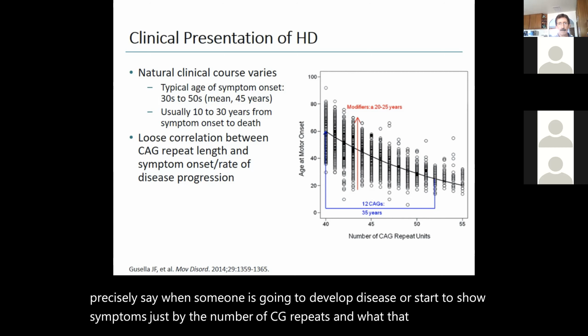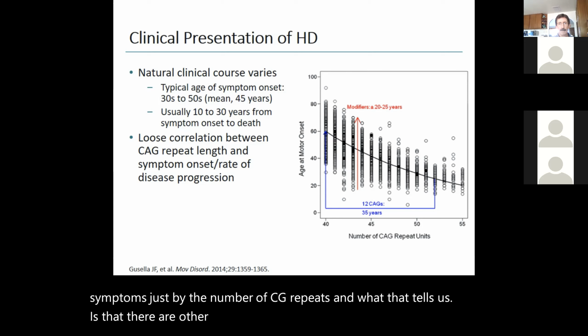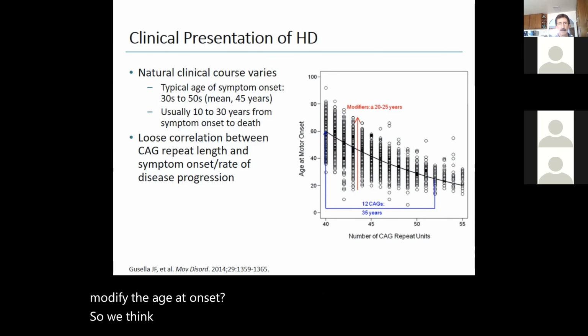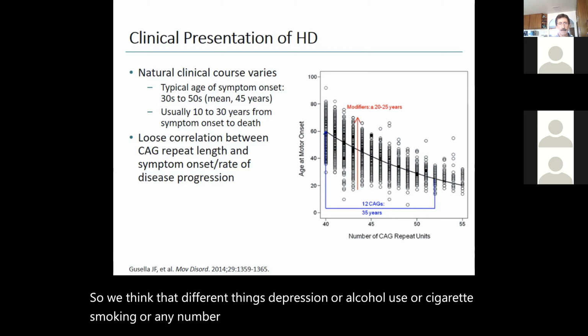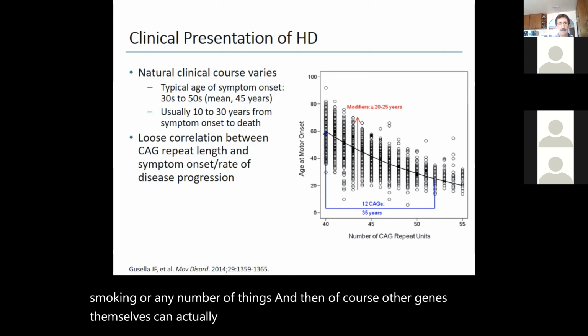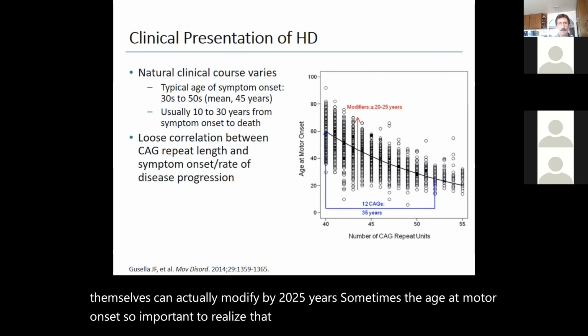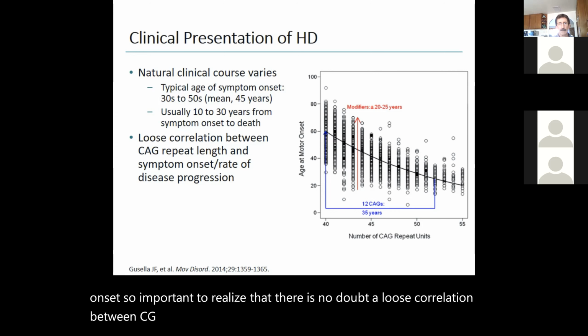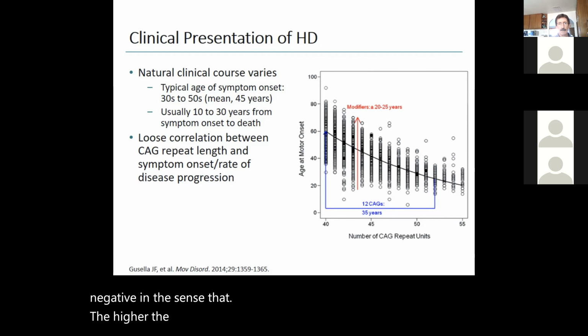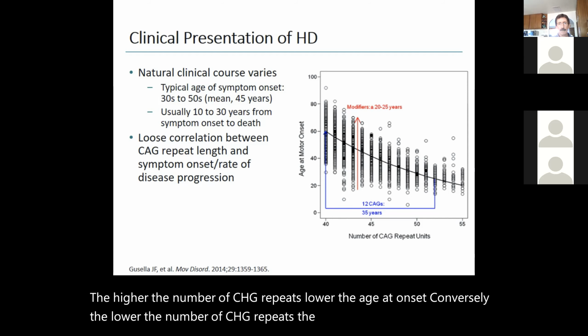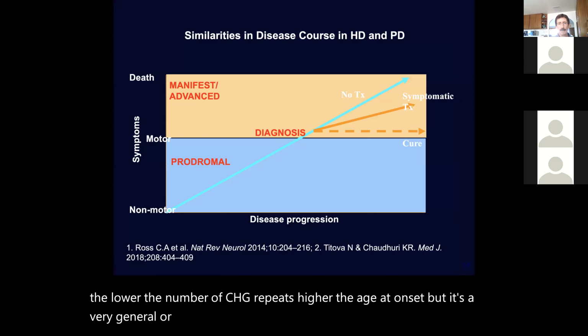And what that tells us is that there are other genes and other clinical characteristics that can modify the age at onset. So we think that different things like depression or alcohol use or cigarette smoking or any number of things, and then of course other genes themselves can actually modify by 20-25 years sometimes the age at motor onset. So important to realize that there is no doubt a loose correlation between CAG repeat length and symptom onset, and it's negative in the sense that the higher the number of CAG repeats, the lower the age at onset. Conversely, the lower the number of CAG repeats, the higher the age at onset. But it's a very general or very broad statement.